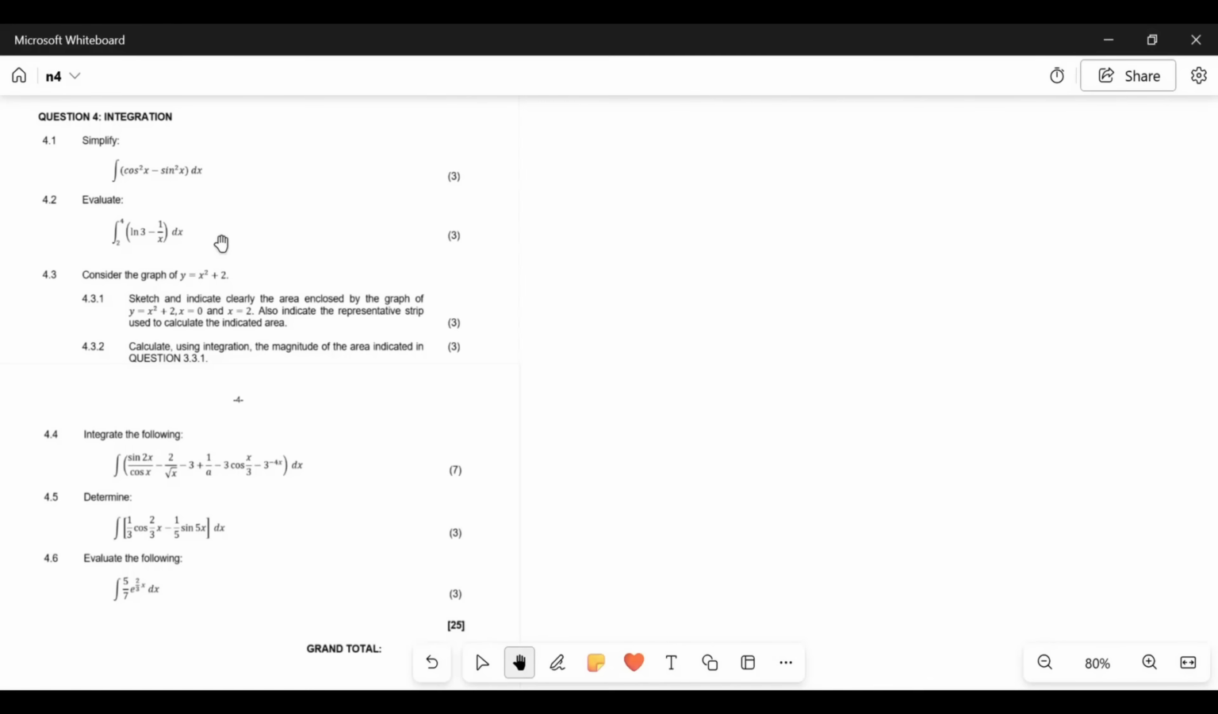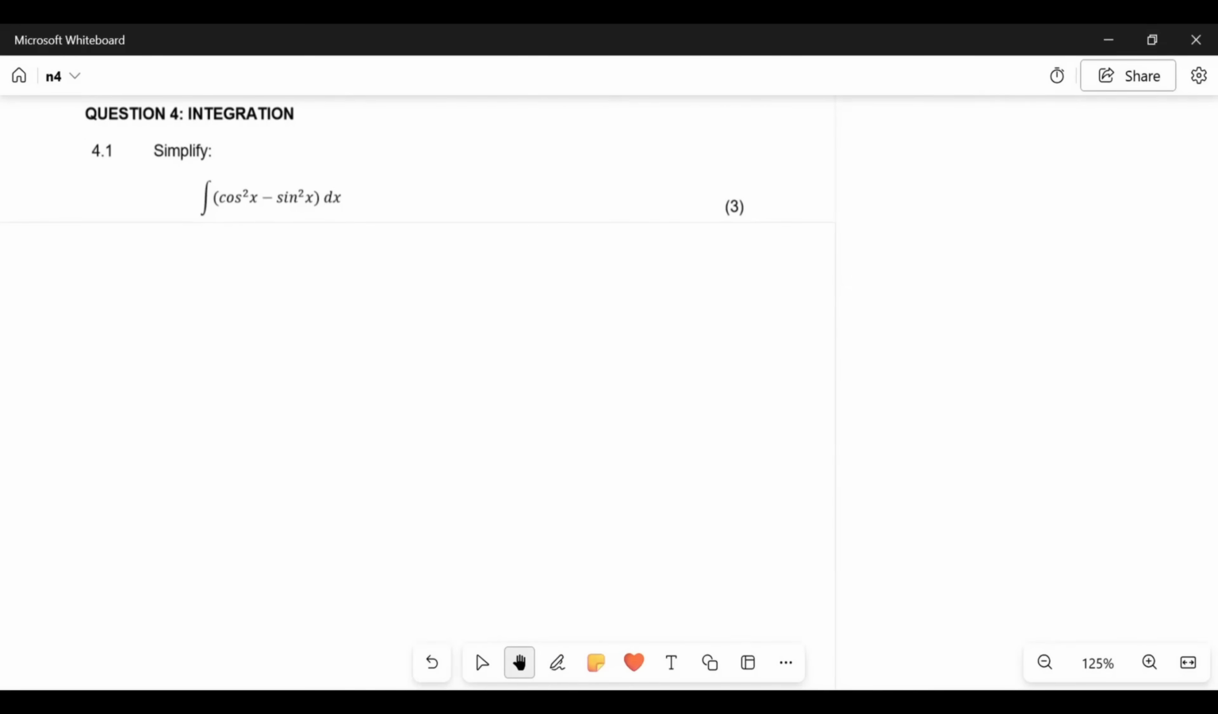All right, guys, here is our question 4. Now, question 4 is integration. It consists of 6 questions and 2 sub-questions there. So all in all, question 4 actually has 8 questions. So we're going to start with 4.1, and then we're going to continue to 4.6. So let me create space so that we can do 4.1.